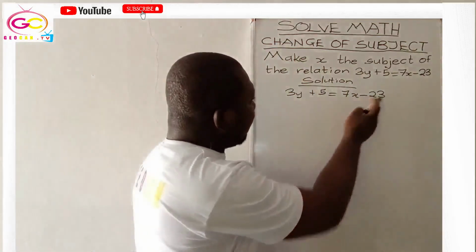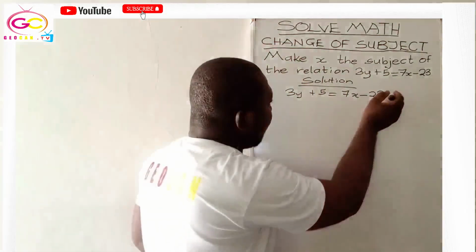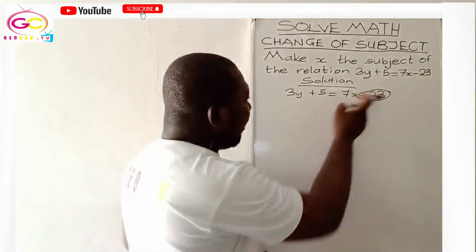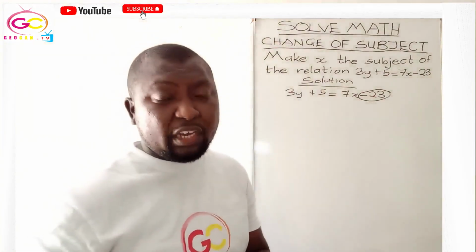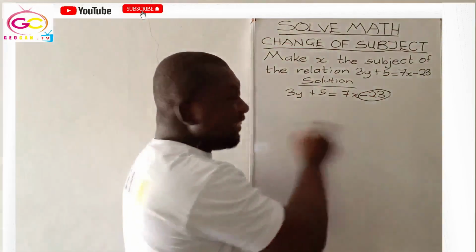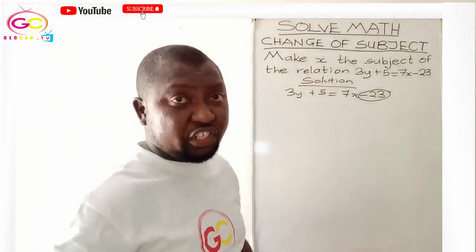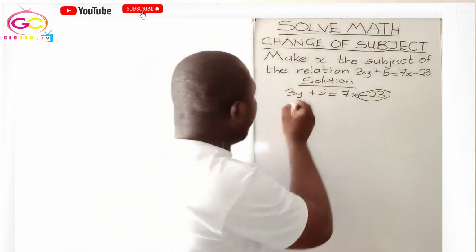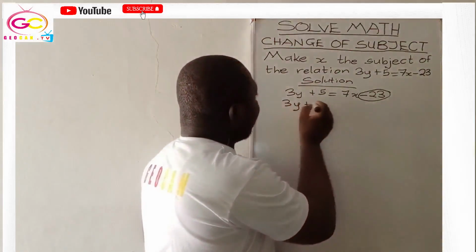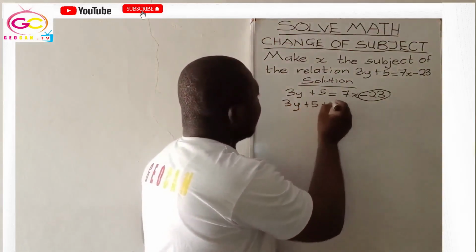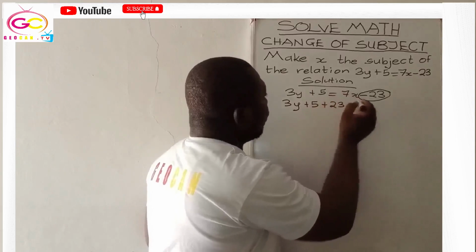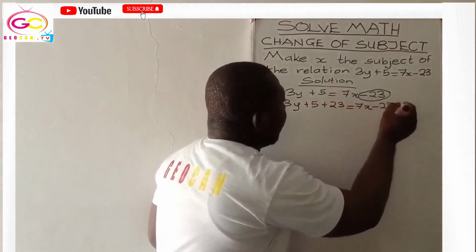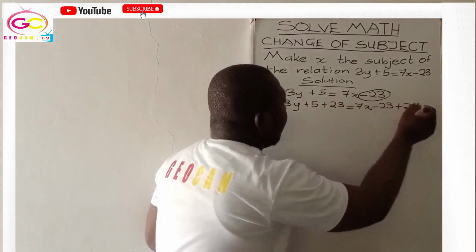We have what? 7x minus what? 23. So first of all, let's clear this negative 23. And how will we clear this negative 23? We can only do that by adding 23 to both sides of the equation. And we shall clear that. So let's do that and see. So we have 3y plus 5 plus 23 is equal to, you have your 7x, you have your negative 23, then you add 23.